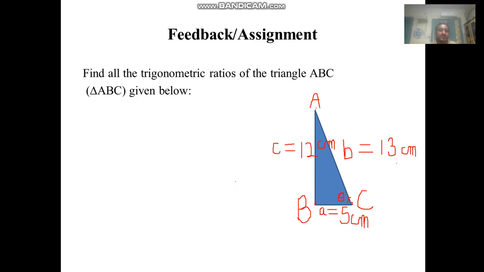Feedback or assignment. Find all the trigonometric ratios of the triangle ABC given below. In this triangle, one angle theta is marked here. Side A has length 5 centimeters, side C is 12 centimeters, and side B is 13 centimeters of this triangle ABC.